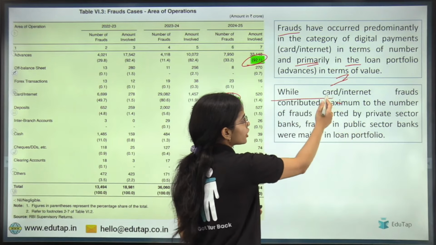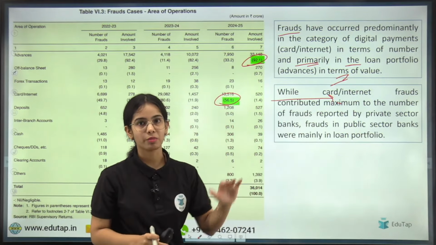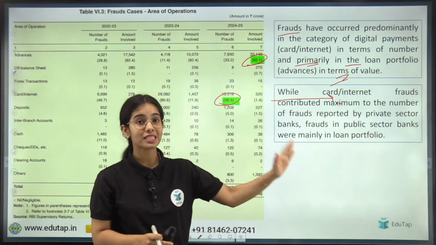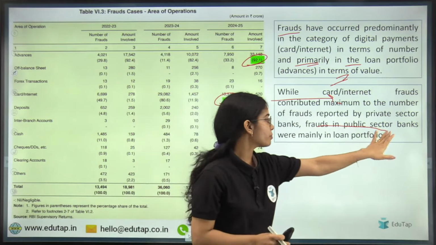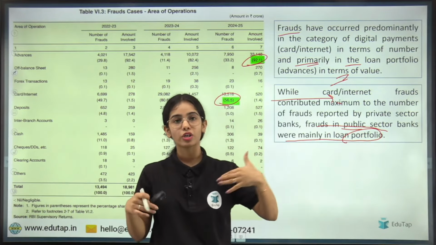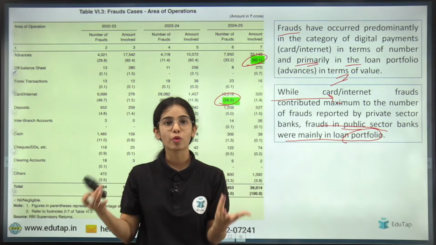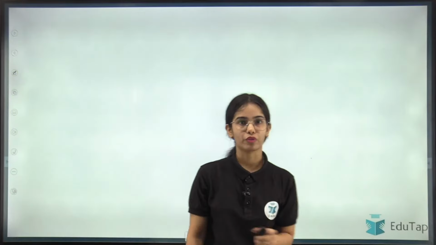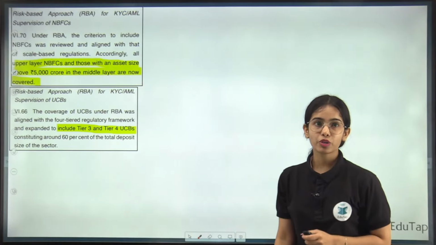While card or internet frauds contributed the maximum number of frauds reported by private sector banks, the frauds in public sector banks were mainly in the loan portfolio, because public sector banks notified the largest amount of frauds. So that was in the loan portfolio. Next is the Department of Supervision.